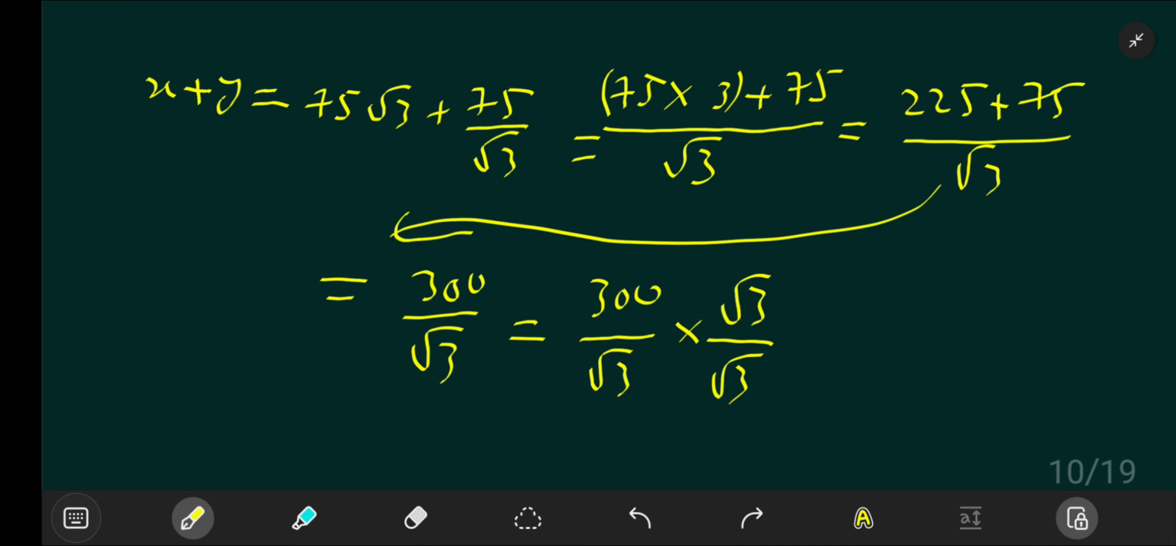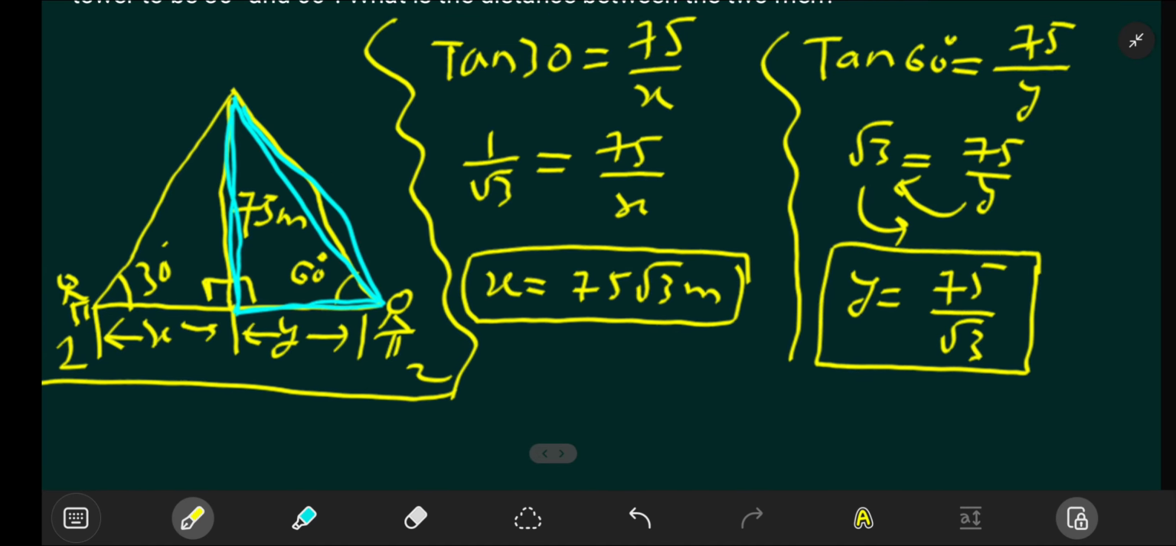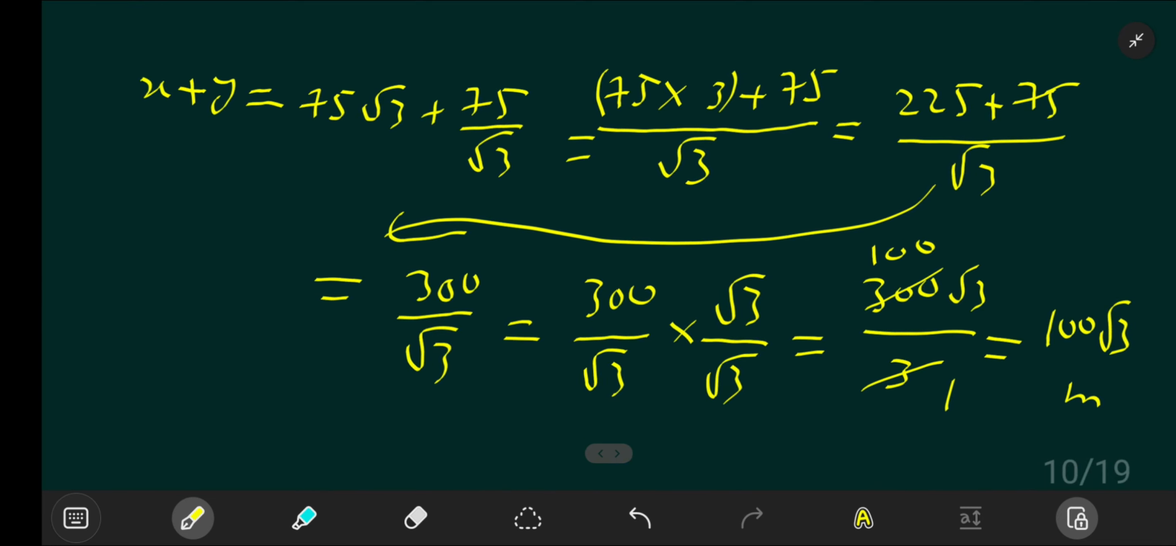Now this root 3 into root 3 is root 3 whole square, that is 3. So 300 root 3 by 3. So 3 ones are 3 hundreds, that is 100 root 3 meters. Meters only. So x plus y, between the two persons the distance is 100 root 3 meters. Or if this option is there, 300 by root 3, that is also a correct answer.